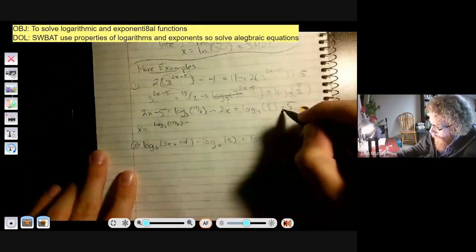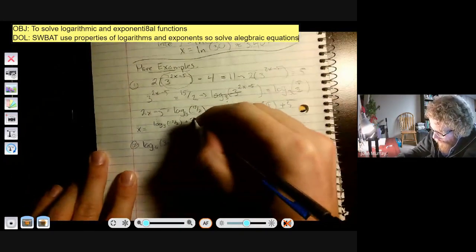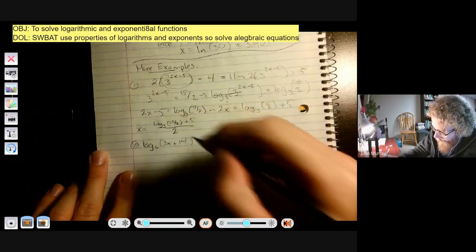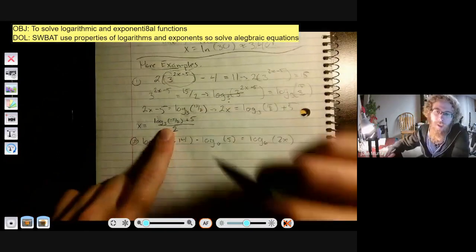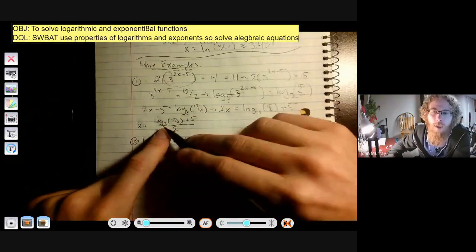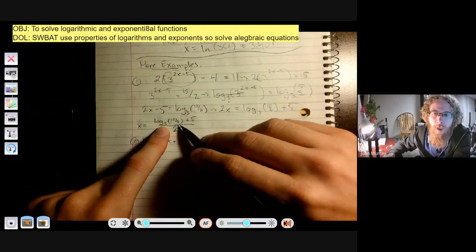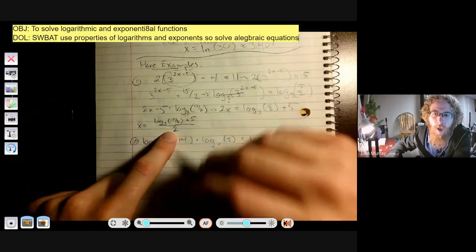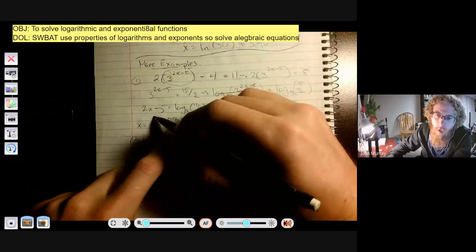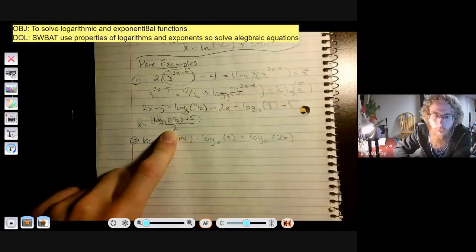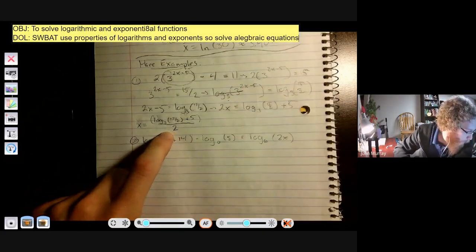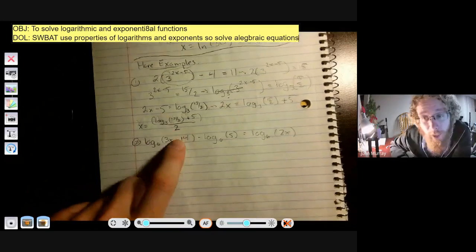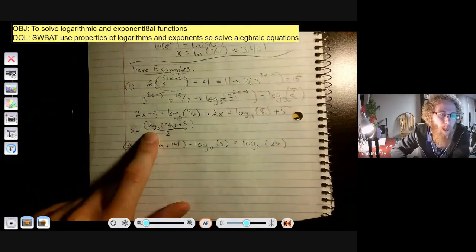Oh, I'm sorry. This should be plus 5. Okay, my exact answer is log base 3 of 15 over 2 plus 5, divided by 2. And what I'm going to do is put this in parentheses up here. Now, if they ask you for an exact answer, this is what you're going to give them.